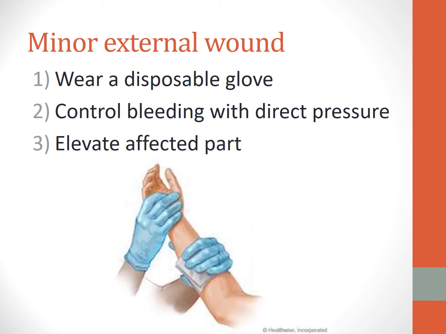Now, for a minor external wound with minimal bleeding, remember, as a first aider, we must first wear a disposable glove. We do not touch blood directly with our hands. And you control bleeding by applying direct pressure. And like what you can see in the picture, you elevate the affected part, you lift it up so that the bleeding will stop quickly.